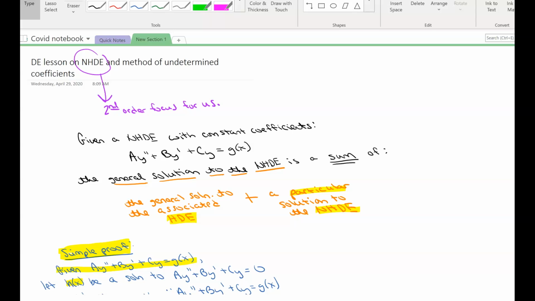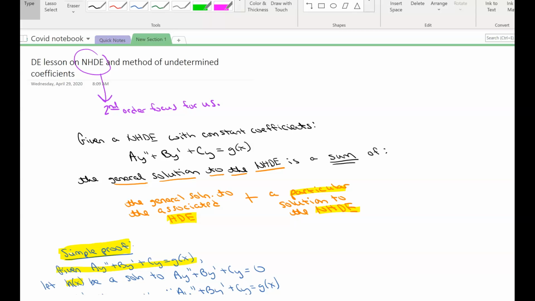Okay, so we're talking about non-homogeneous differential equations. We're going to stick with constant coefficients, and I'm going to do a second order focus for us on these differential equations. Remember, these are survey classes. It's about just making sure I give you a pretty good taste of the course, but obviously we're skipping around, so I'm kind of picking and choosing as we go.